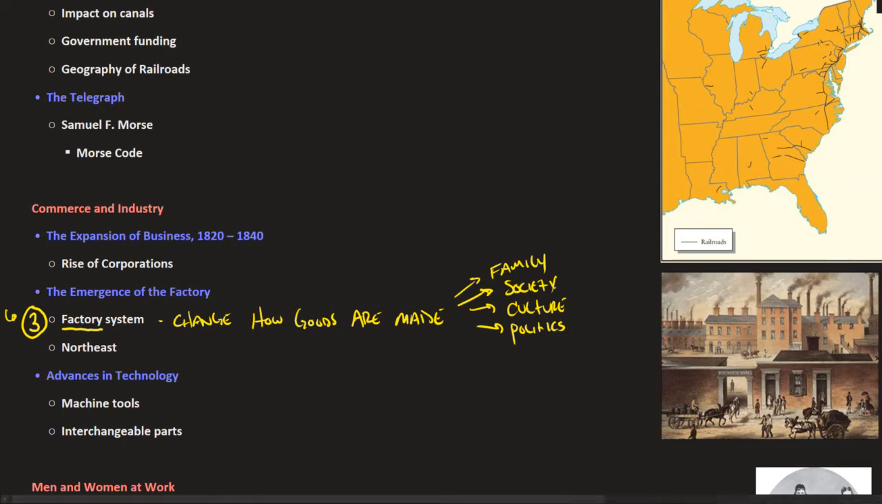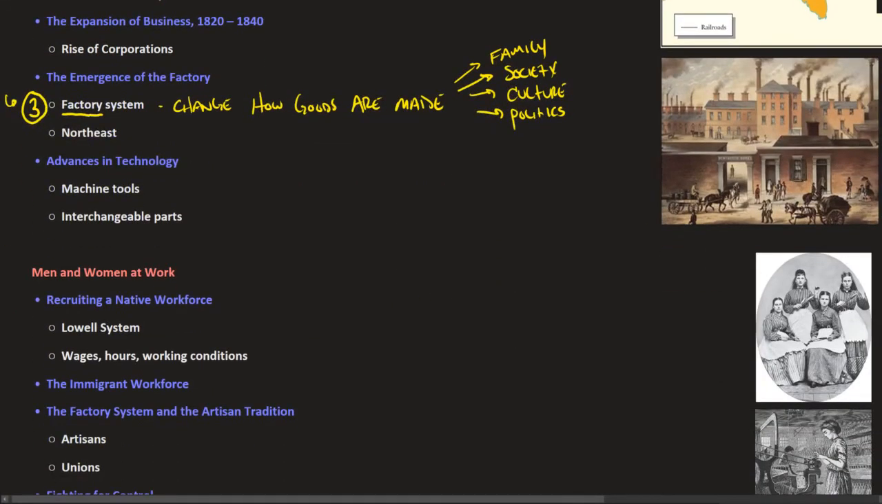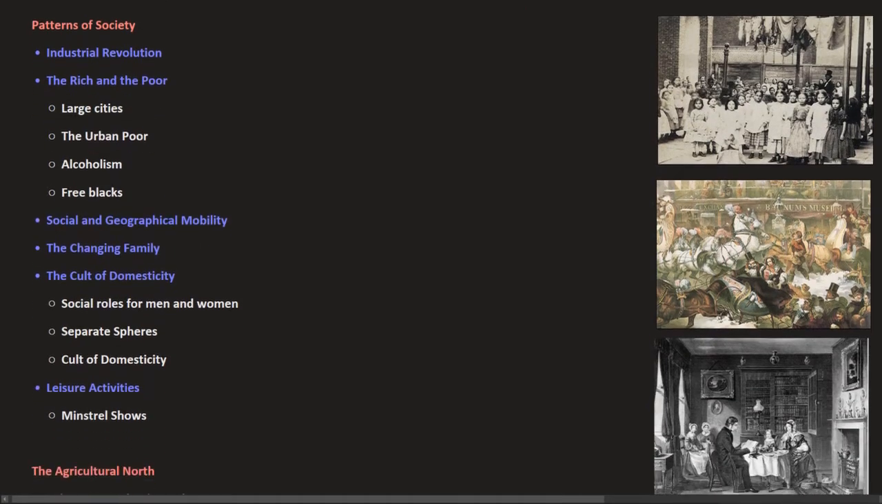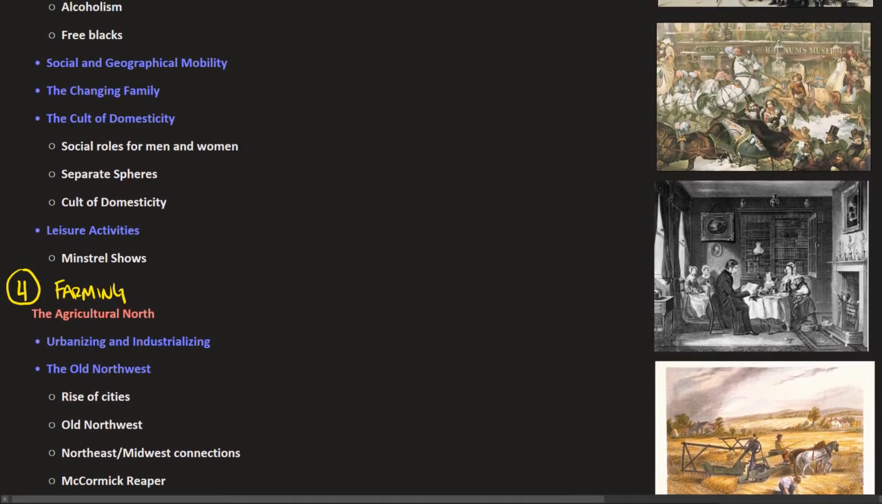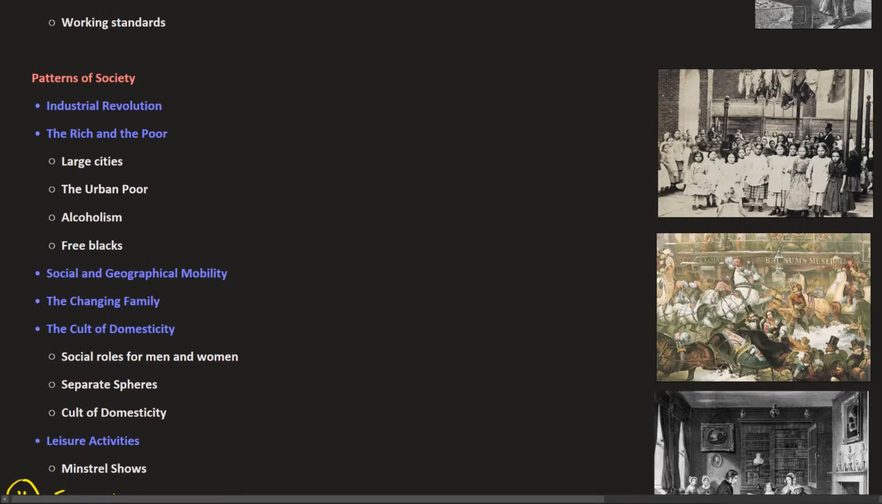And the last change that we're going to mark here in the North is down here at the bottom. We'll just say number 4, and that is the change to farming, right? So 4 changes: demographics, transportation, number 3, the factory system, changing the way that goods are made, and number 4 is the changes taking place for farmers.